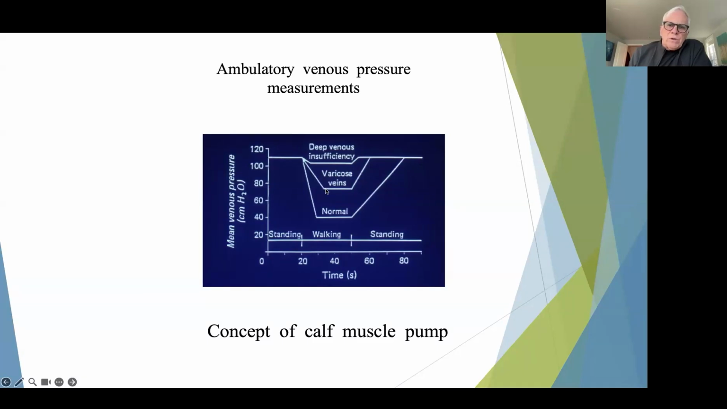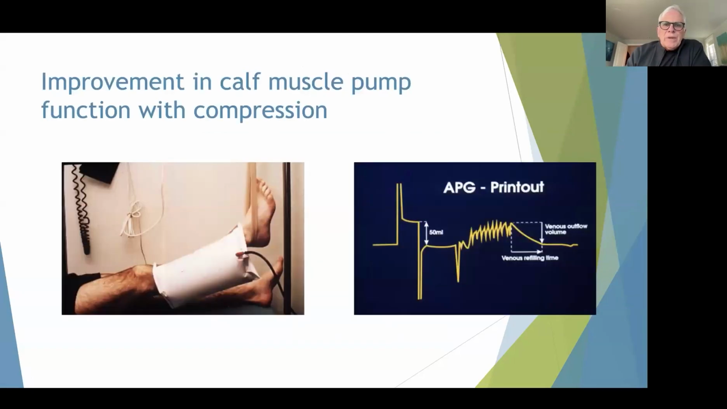If your deep veins are working okay, but you've still got surface varicose veins, it drops, but not to the same extent as normal. Then when you go back to standing, it reverts to this higher pressure again. And we can measure this in different ways. That's a very invasive method to measure the pressure in the veins.